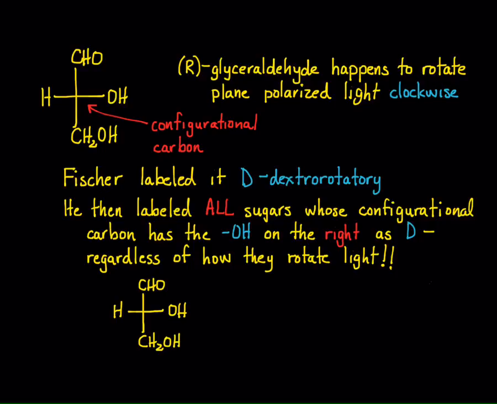So here is the Fischer projection of glyceraldehyde. It's labeled D. It rotates plane polarized light clockwise, so we say it's plus, so we call this D-plus glyceraldehyde. And of course, its enantiomer is this, right? So one of the beauties of Fischer projections is we can see the symmetry between two enantiomers.